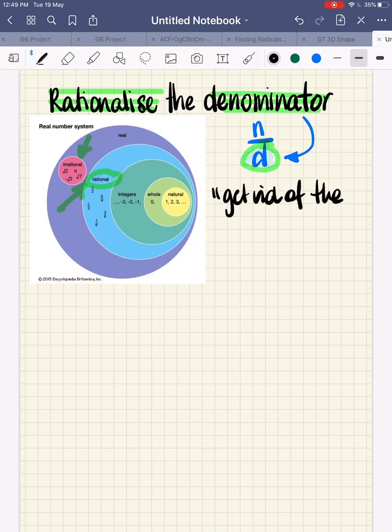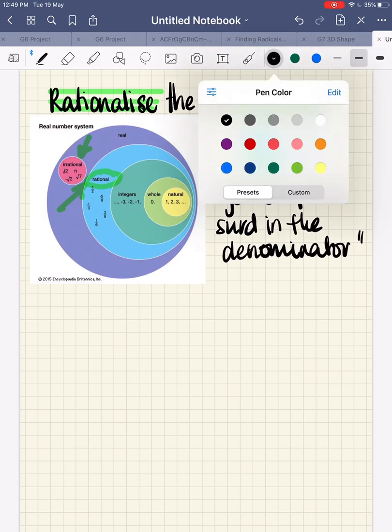get rid of the surd in the denominator. Now we do that by multiplying by 1, but I'm going to show you what that actually looks like.